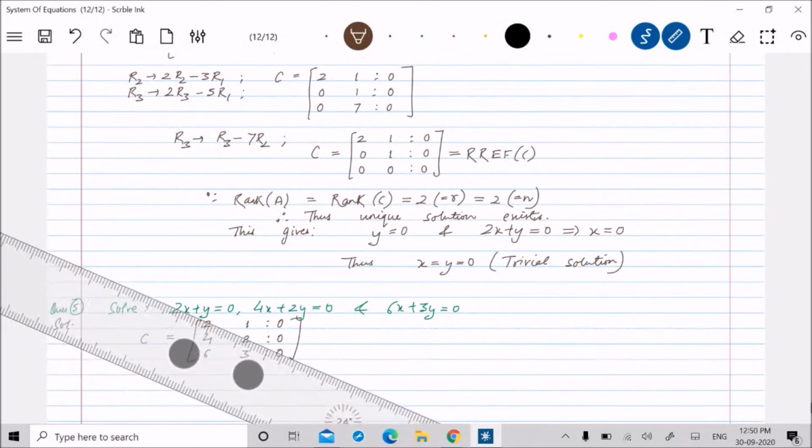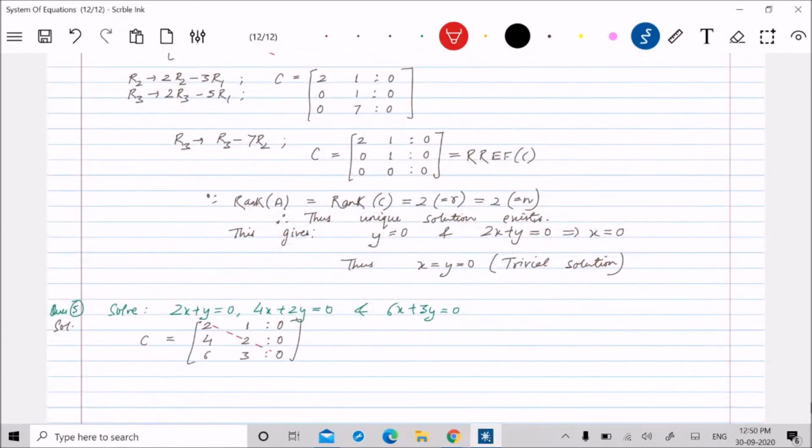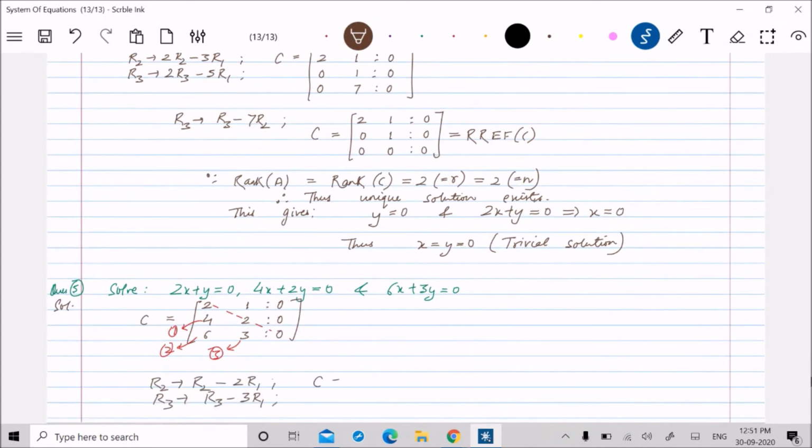This is the diagonal, and you have three targets: number 1, number 2, and number 3. Three targets to be reduced to 0, so just use the row operations. That gives you C equal to 2 1 partition 0, 0 0 partition 0, 0 0 partition 0. So every element has been reduced to 0, and this happens many times. This is just the RREF of C.